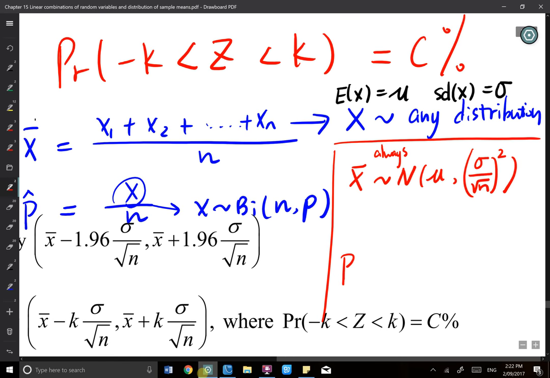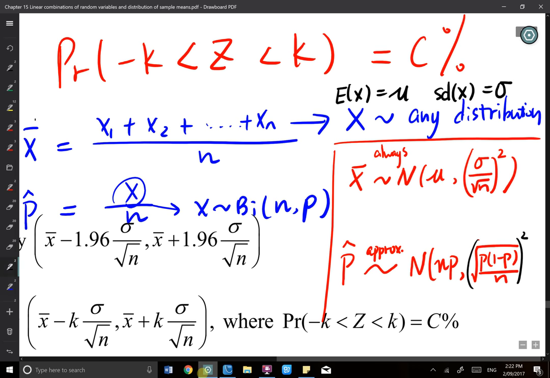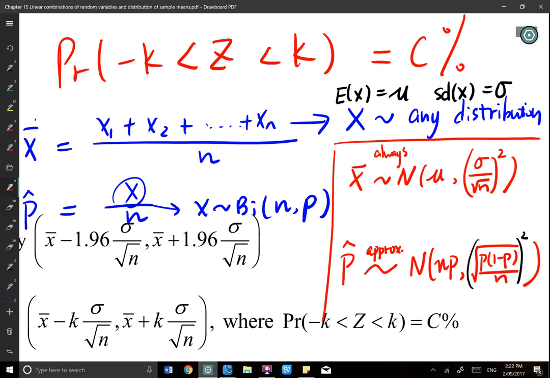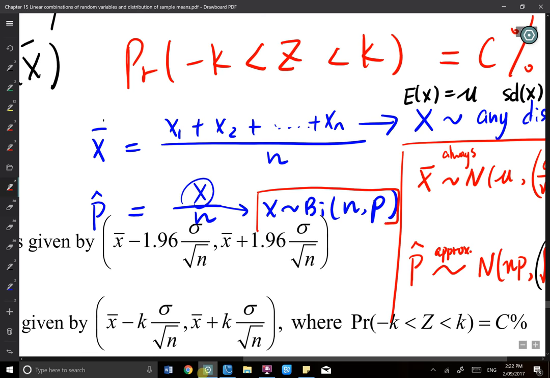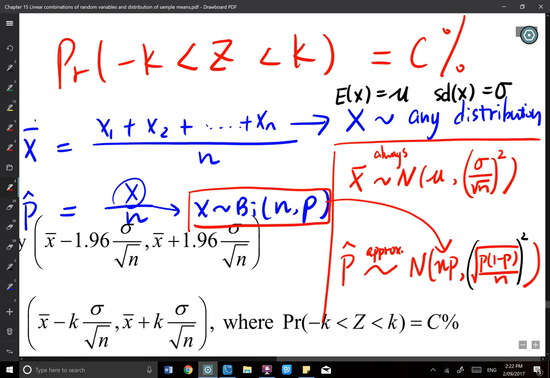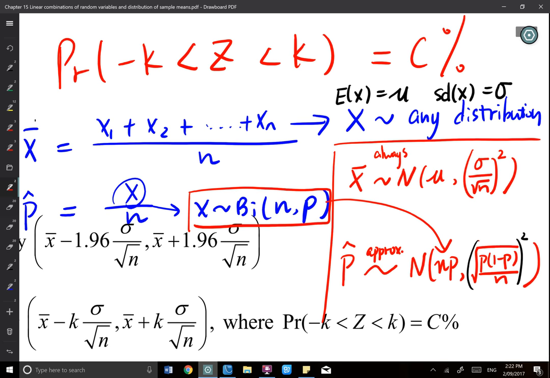P hat is approximately normally distributed with p and the square root of p(1 minus p) over n. Because that's the notation of that. It's approximate, it's never exact. And remember, the n and p come from above: X is binomially distributed with n and p. That's the difference. They are two different distributions. They're both normal distributions, but one is always like that and one is approximately like that. And the mu and standard deviation are different as well.